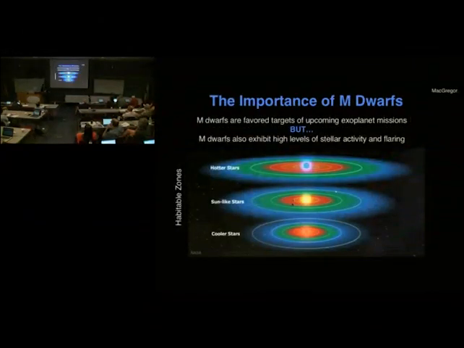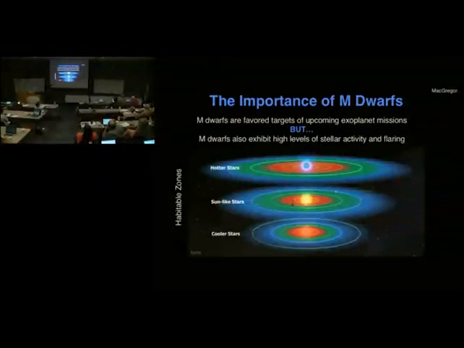So, M-dwarfs, which is what I'm going to focus on today, are the favored targets of many of our upcoming and current exoplanet missions. I'm sure we've all heard much about M-dwarfs today. Notably, M-dwarfs, while they are lovely for finding exoplanets in the habitable zone, are also known to have much stellar activity, orders of magnitude more activity than our own sun.